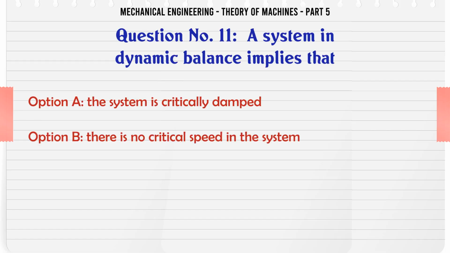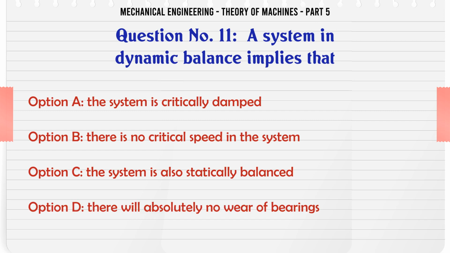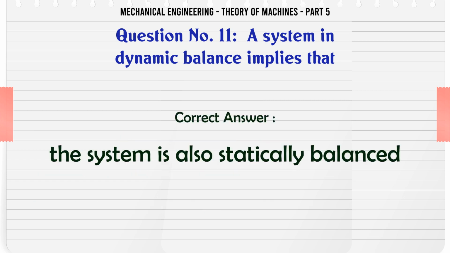A system in dynamic balance implies that A. The system is critically damped. B. There is no critical speed in the system. C. The system is also statically balanced. D. There will be absolutely no wear of bearings. The correct answer is the system is also statically balanced.